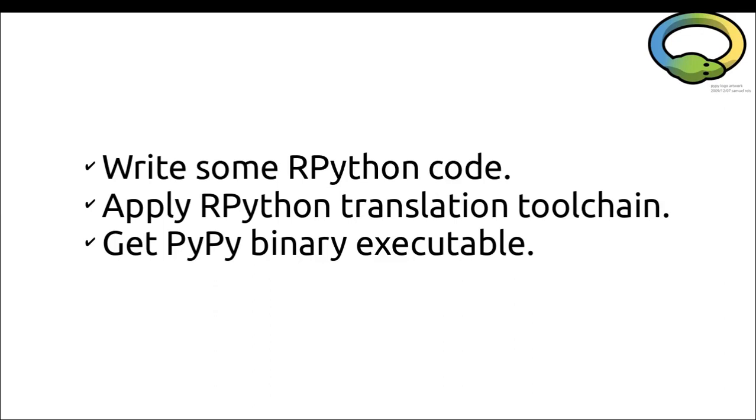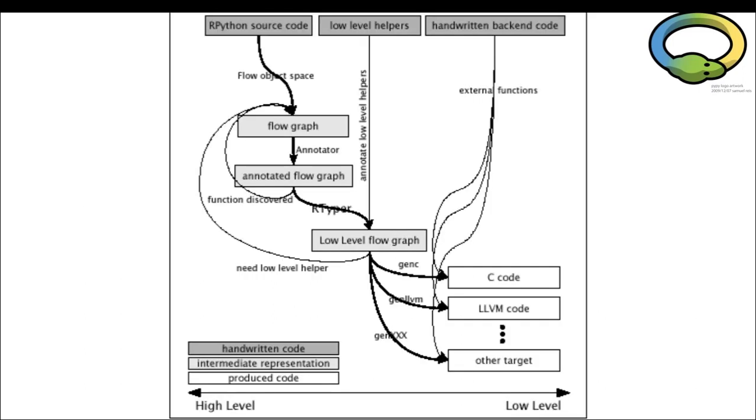So what do you need to do to generate a PyPy interpreter using RPython? Well, first thing, you have to write some RPython code. You have to apply the RPython translation toolchain over it. And finally, you get your PyPy binary executable, which is your PyPy Python interpreter. So here is a flow diagram where we can see what all goes into generating a PyPy interpreter.